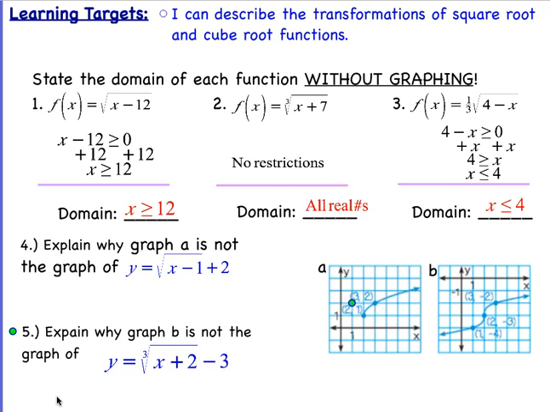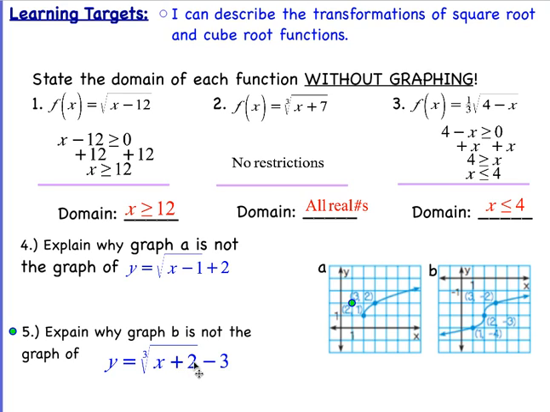Okay, let's take a look at number 5. Let's explain why graph B is not the graph of y equals cube root of x plus 2 minus 3. Once again, this positive 2 is attached to my x because it's inside of the cube root sign. And if you recall, we need to have x minus h as our function.